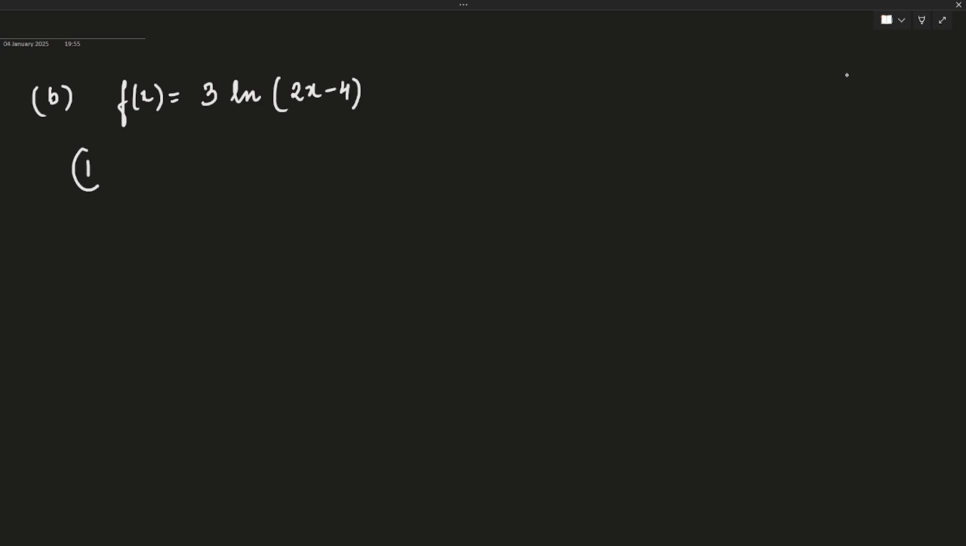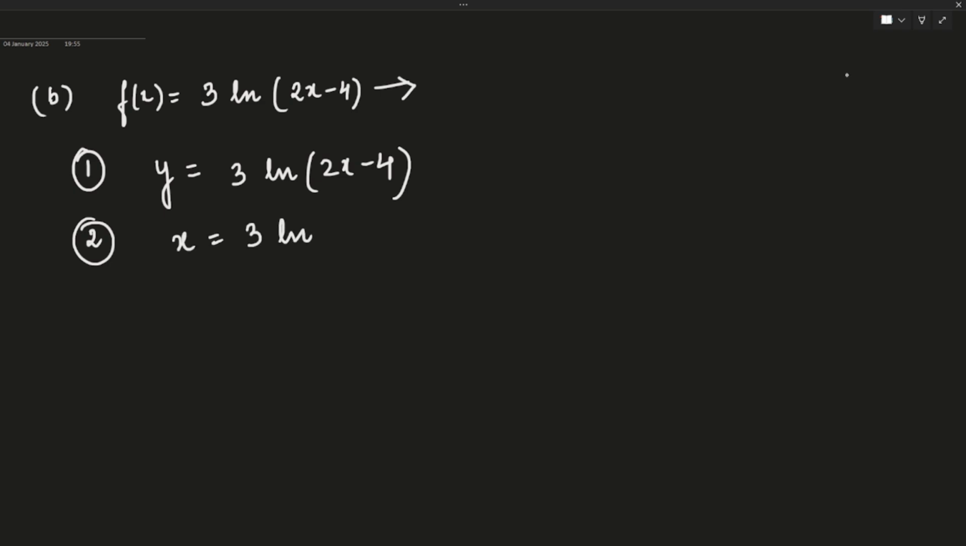So what will be our first step? Our first step is that this function can be written in terms of y. So we'll take it as y is equal to 3 into ln 2x minus 4. What is our second step? We'll interchange the x and y variables. So in place of y, we'll write x, and in place of x, we'll write y. So this will become x is equal to 3 ln 2y minus 4. Okay, this is our second step.